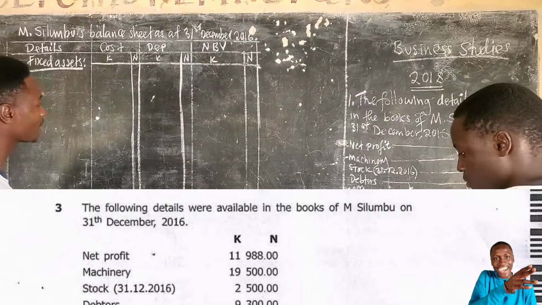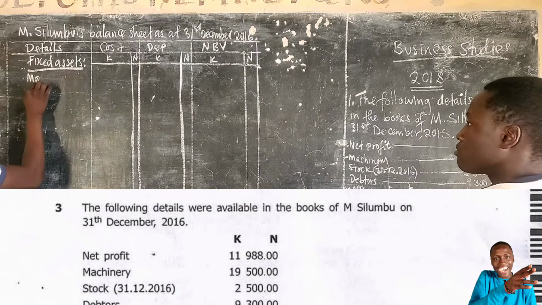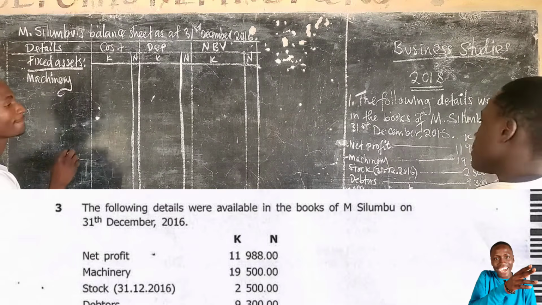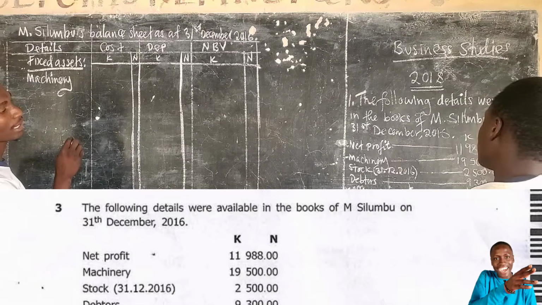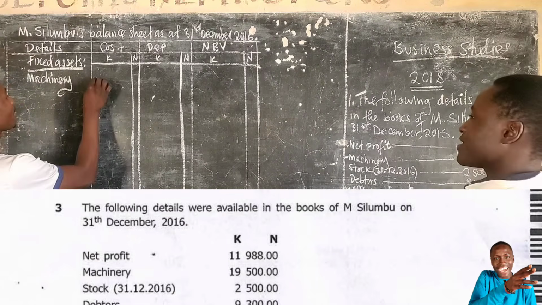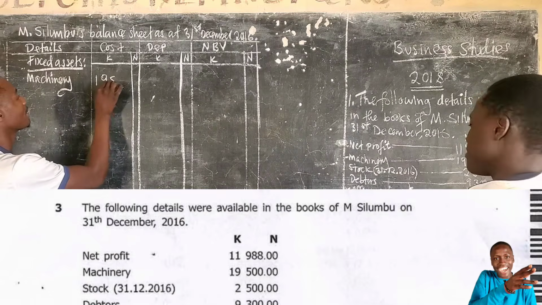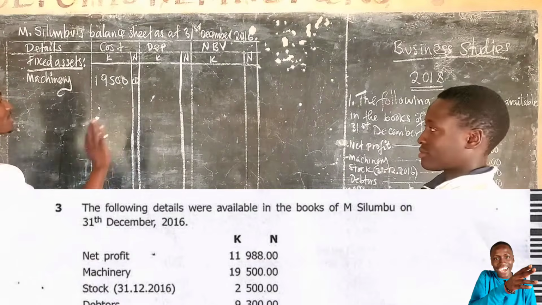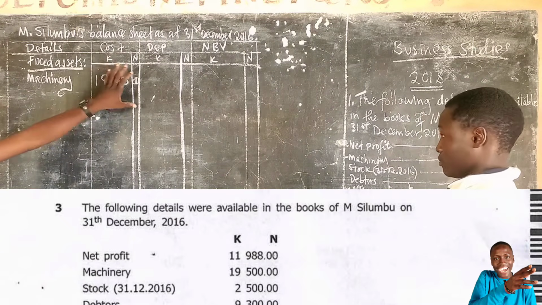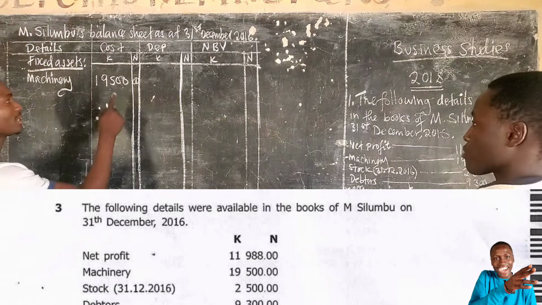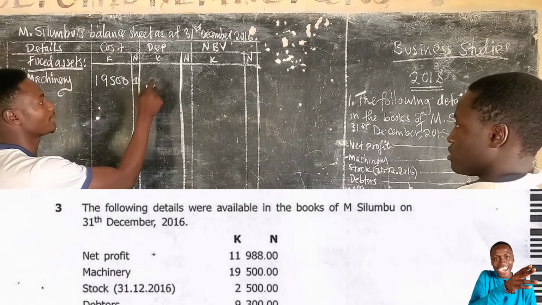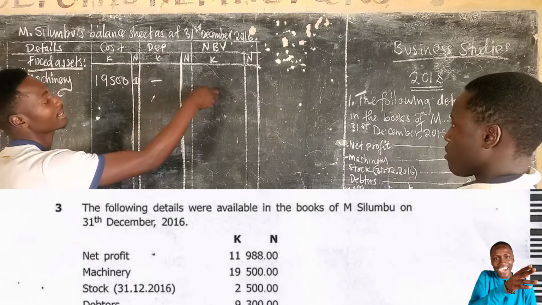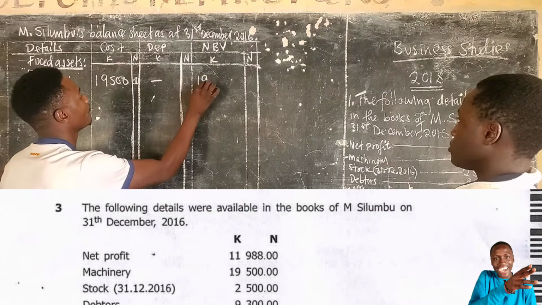Let's start with machinery, the one which is on top. How much is machinery? It's 19,500. 19,500 kwacha, 00 ngwe, because the currency we are using is kwacha. Now, do you have the loss in value of this asset, the depreciation? No. Since you don't have the loss in value, you're going to write the same figure in the net book value column.